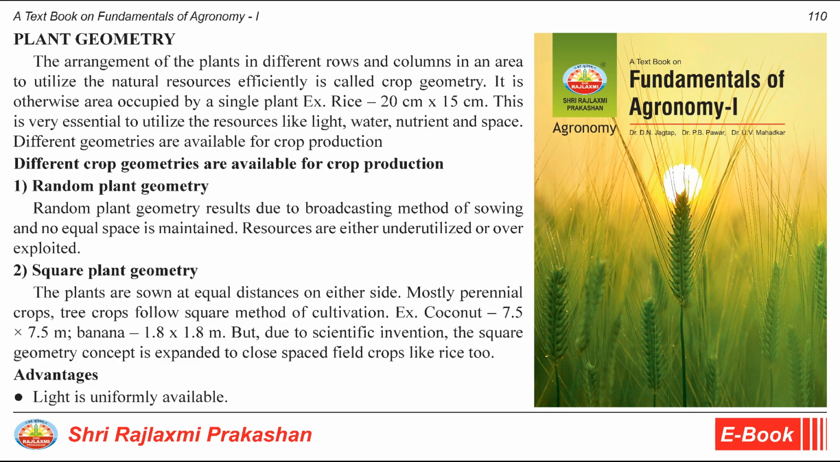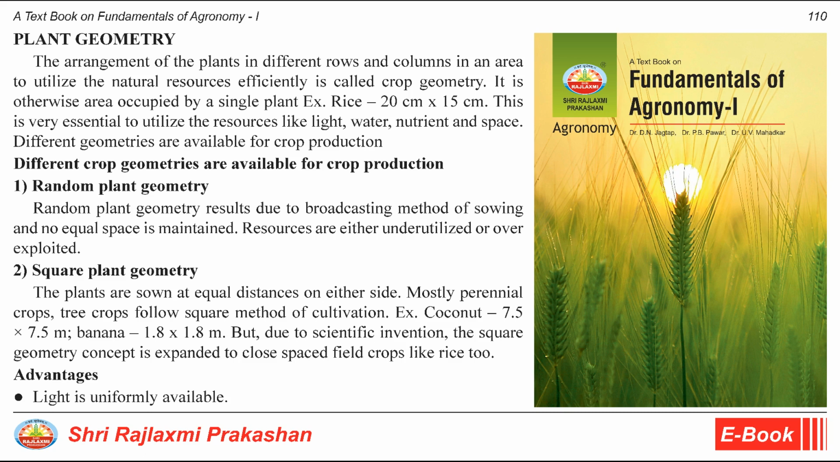Plant geometry. The arrangement of the plants in different rows and columns in an area to utilize the natural resources efficiently is called crop geometry. It is otherwise the area occupied by a single plant. Example: rice, 20 centimeters by 15 centimeters. This is very essential to utilize the resources like light, water, nutrients and space. Different crop geometries are available for crop production.